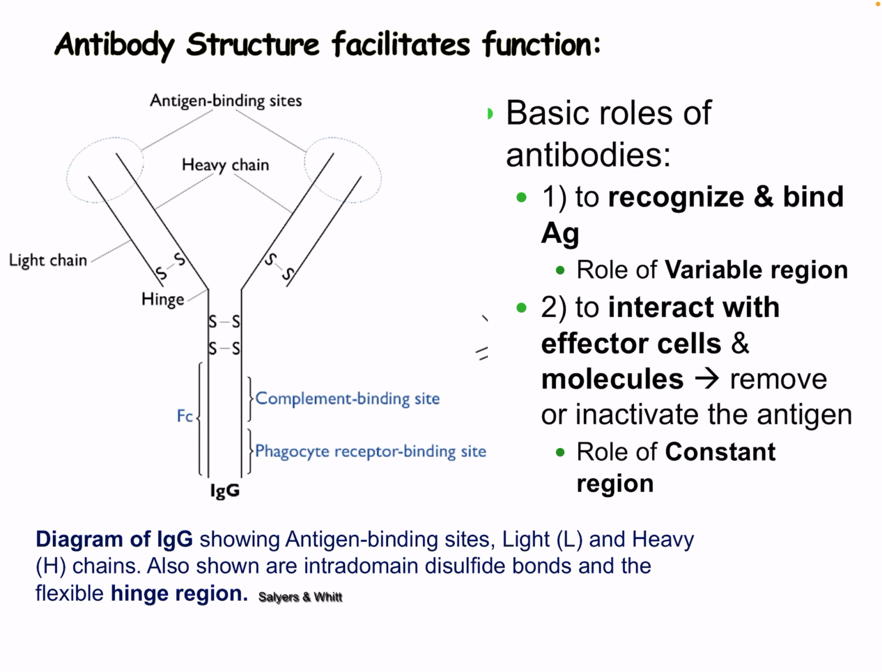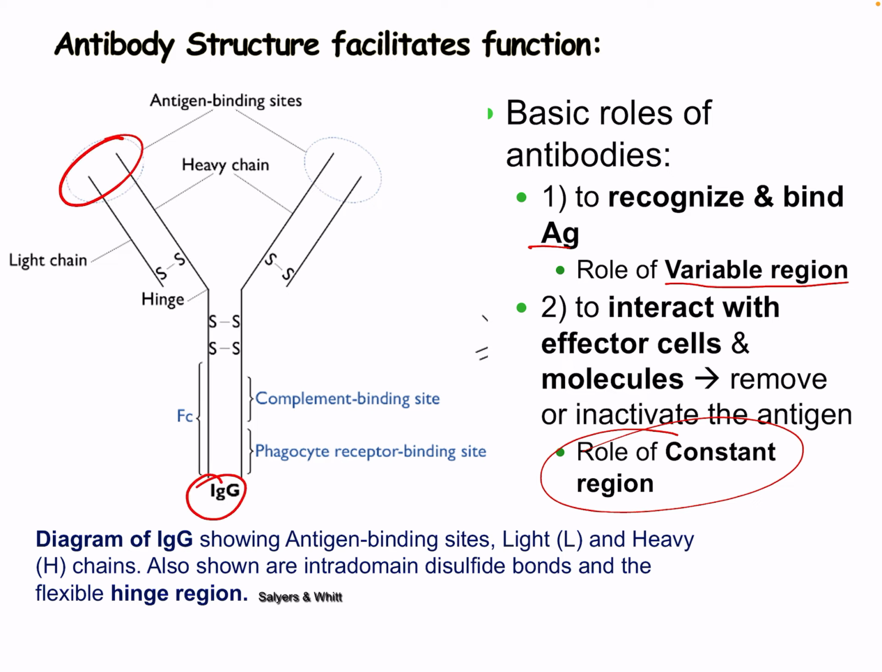So basic rules of antibodies. 1, they need to recognize and bind antigen, and this is the role of the variable region. 2, they interact with effector cells and molecules which remove or inactivate the antigen, and this is the role of the constant region. So here we can see an IgG molecule.